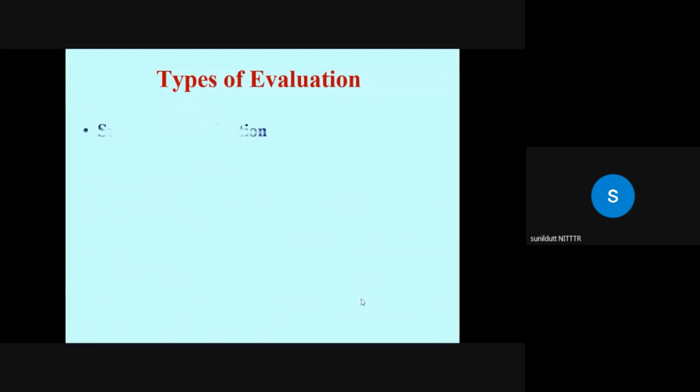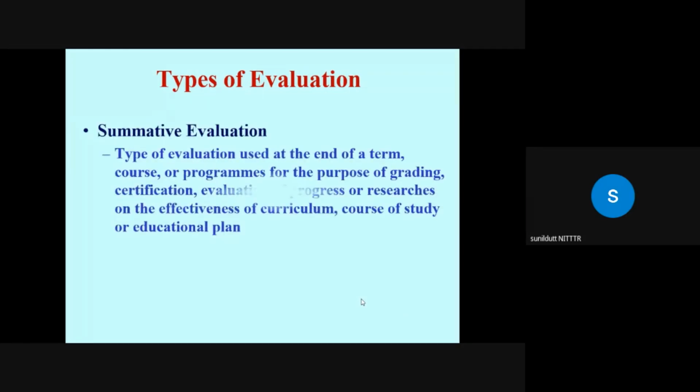Then comes the summative evaluation. From the title itself, it is clear that this tells whether and how much students have learned. So this is used at the end of a term or a course or a program, or as far as classroom teaching is concerned, at the end of the lecture, you are asking 2 or 3 questions pertaining to the entire chapter. During the lecture, you are asking few questions, that is formative evaluation. Before the start of the topic, you ask 1 or 2 questions to know about their prerequisite, that is placement evaluation.